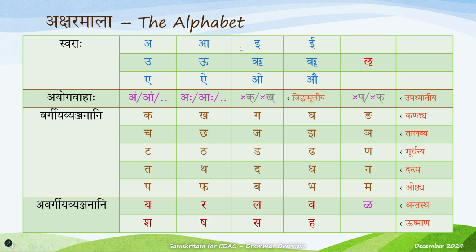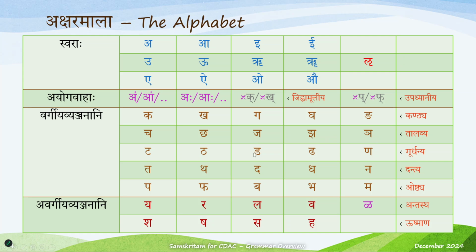So the patha: A, Aa, I, Ii, U, Uu, R, Rr, L, E, Ai, O, Au, Aha, K, Kh, G, Gh, Ng. Here everywhere they are present as Samyukta Akshara. Otherwise you have to go K, Kh, G, Gh, Ng. It's not easy to pronounce. So we go with the swara, K, Kh, G, Gh, Ng. We use the akara, Hrasva akara, as the compounding one for pronunciation aid. Ch, Chh, J, Jh, Ng.